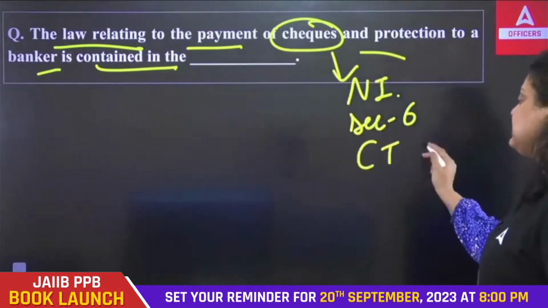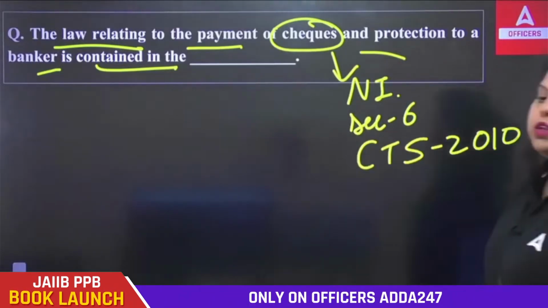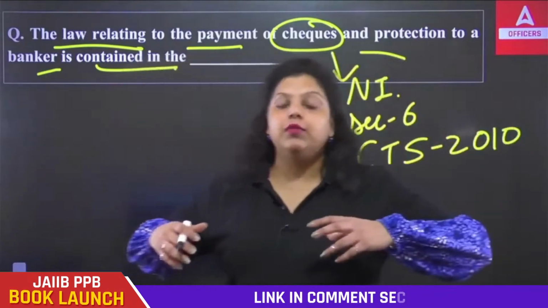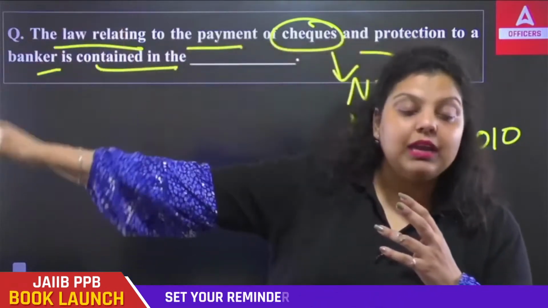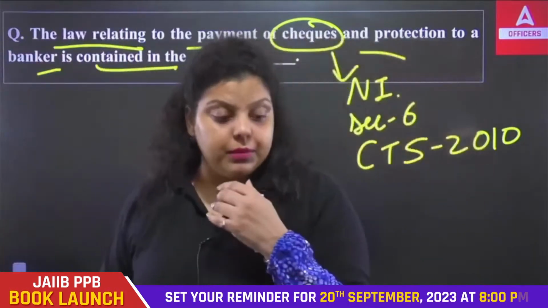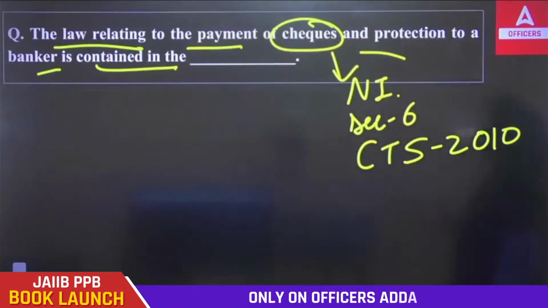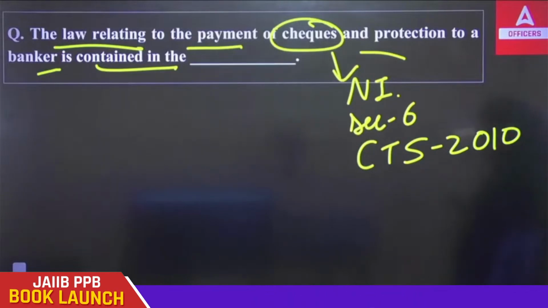Now we have CTS, the Check Truncation System, which was introduced to stop the physical movement of a check. Earlier, we had to physically move a check from one place to another to make the payment possible. But now we do not have to physically transfer the check. Only a single electronic image of a check will work and you will be able to get the money or the payment of the check in that situation.